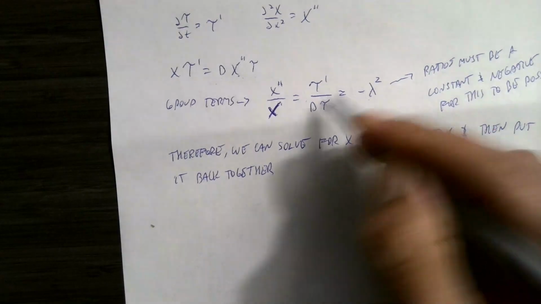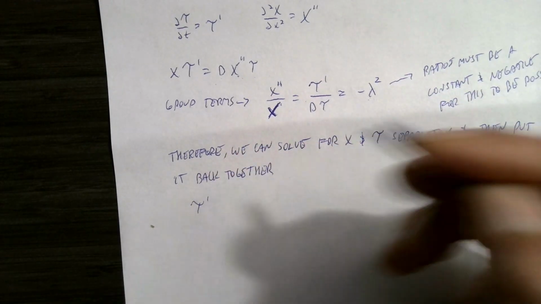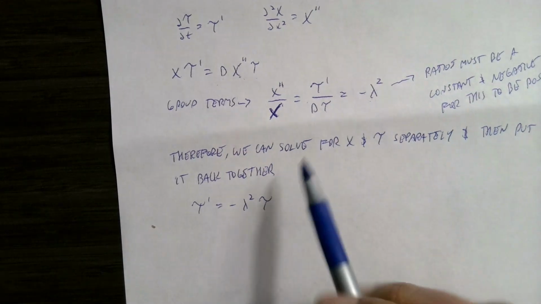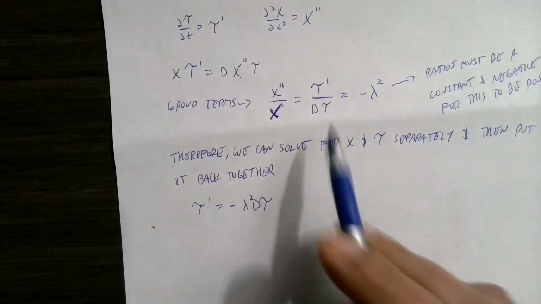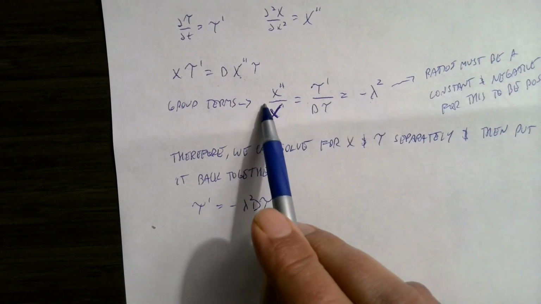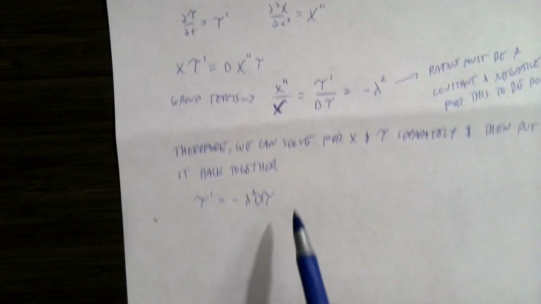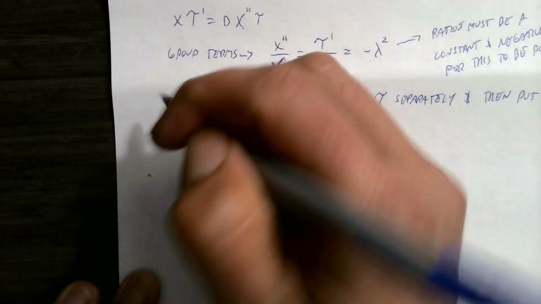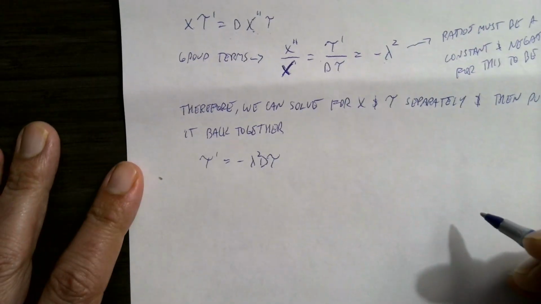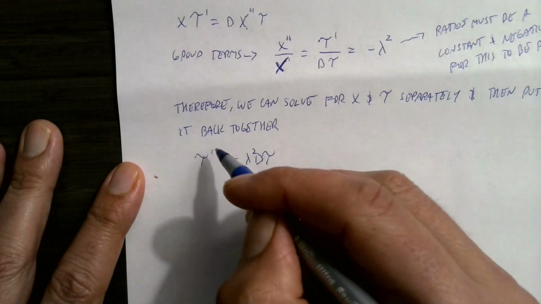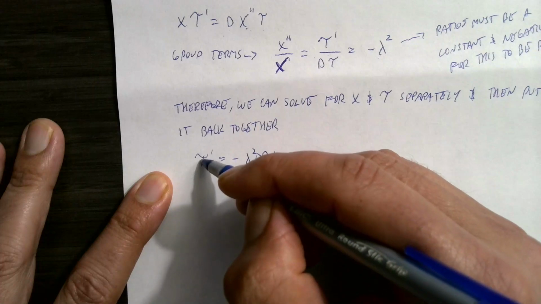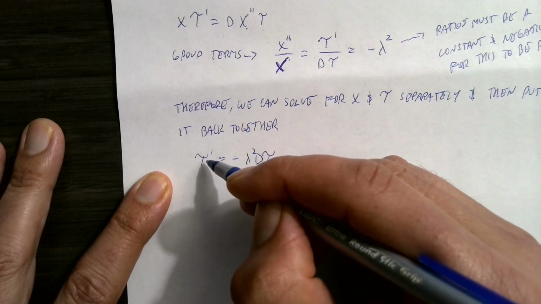And so for taking T first, we have T prime is equal to negative lambda squared times T, dT by dt, I guess. So looking at this one first, and then the other one is X double prime over X is equal to that. So this is the T one, and presumably you've done this kind of equation before, where big T is some function of time.